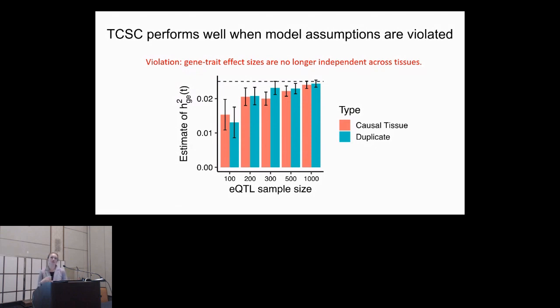So in simulations, what we did is we duplicated the causal tissue. And what we hoped would happen is that instead of TCSC saying one tissue explains 5% of the heritability and the other explains 0, it would be able to say 2.5% for one and 2.5% for the other. And this is exactly what happened. So this is good, but again, this is a violation of the model assumption. Still, when this does happen, the model performs as we would hope it would.